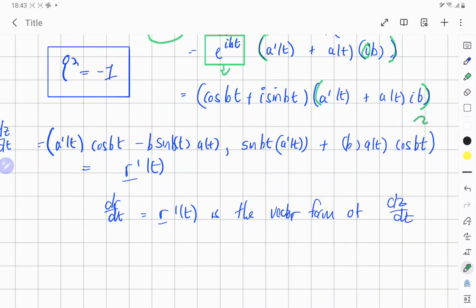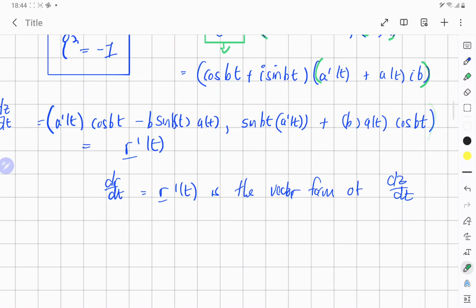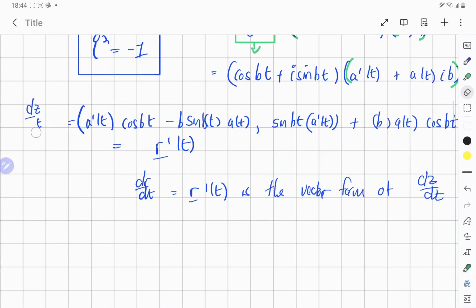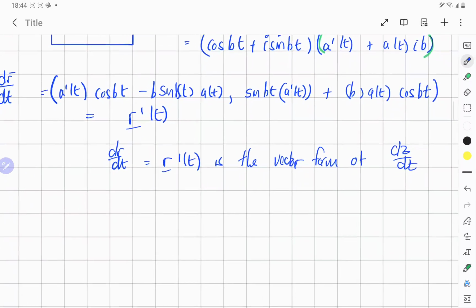Now to get the imaginary part, I will do the outside terms, and I will get sine bt. We can actually first do that. The outside 2 is b a(t) cos bt, and then I can do the inside. So it is sine bt a'(t), and remember I don't take the i with, and there I have my vector form of dz/dt, which I will call dr/dt. Very important.